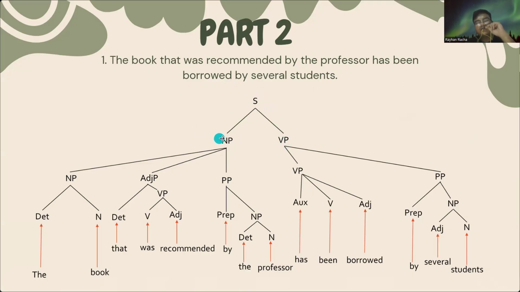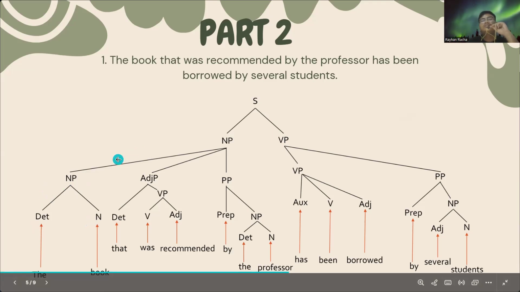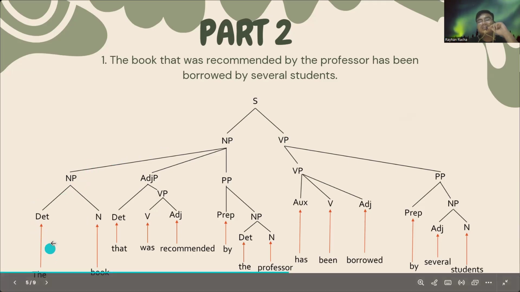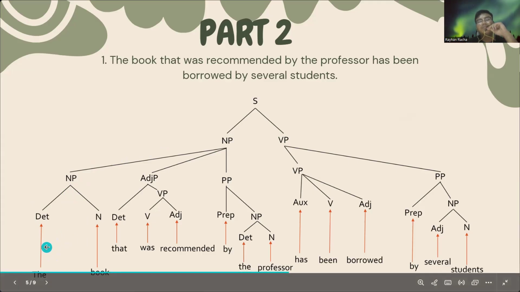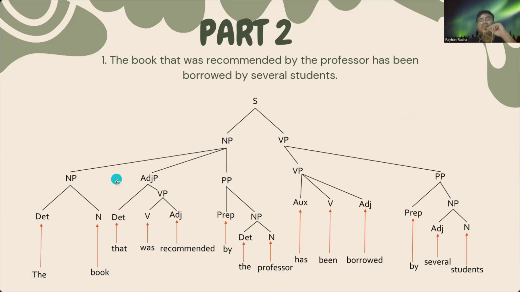So in the noun phrase, we divided that into another noun phrase, because in that noun phrase we have a determiner and a noun itself. As before, a determiner is like the word "the", used to indicate something. And this next one is "the book", which means the word "the" is the determiner and the word "book" is the noun itself. So from above, from the noun phrase, we have an adjective phrase.